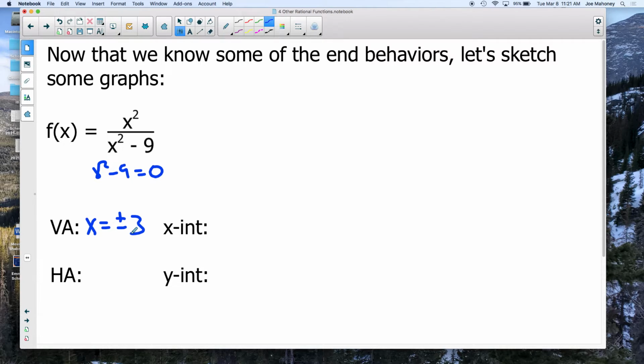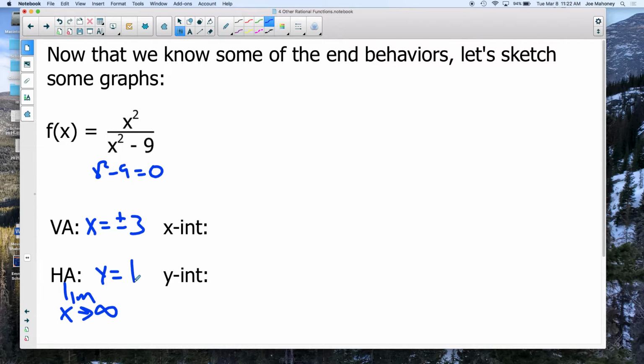The horizontal asymptote is going to be that end behavior. What happens as x approaches infinity? Well, the powers are the same on top and bottom. So if we take a look at that limit, we're going to get y equals 1 for that. Because as x goes off to infinity, the negative 9 doesn't really matter. So it's x squared over x squared, which is just 1.